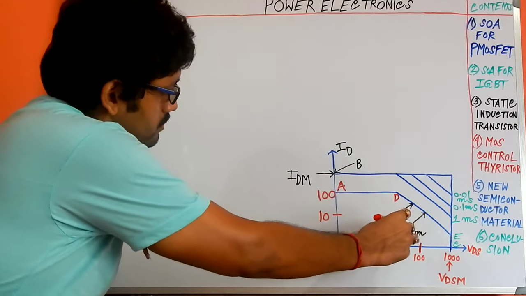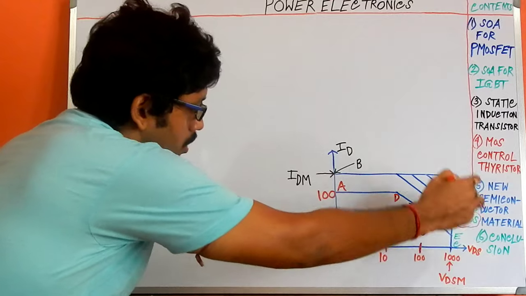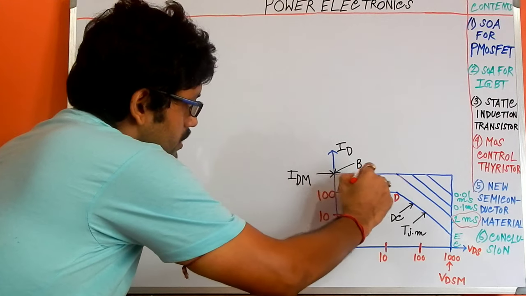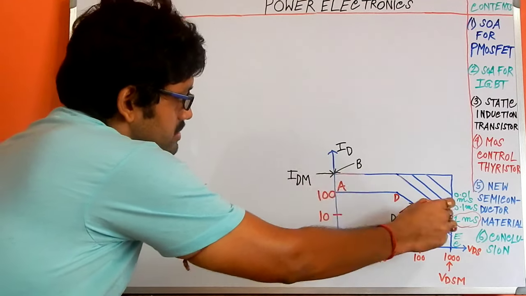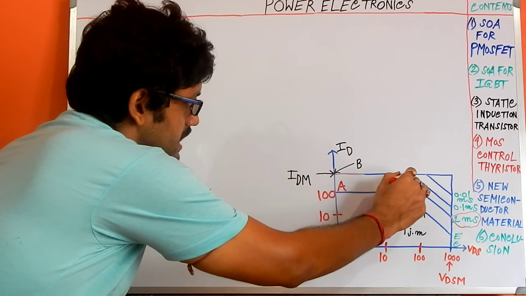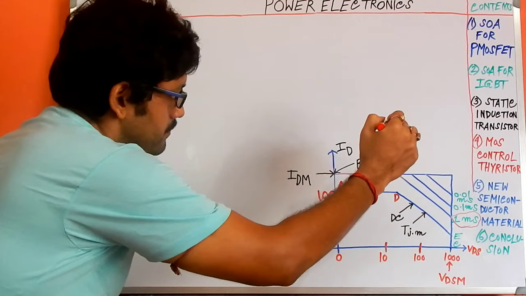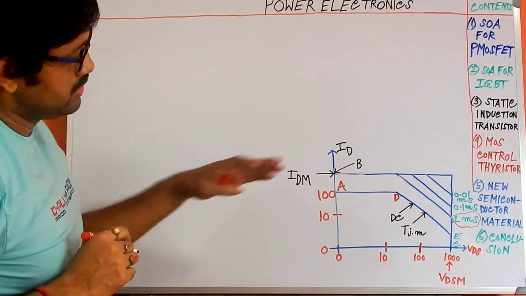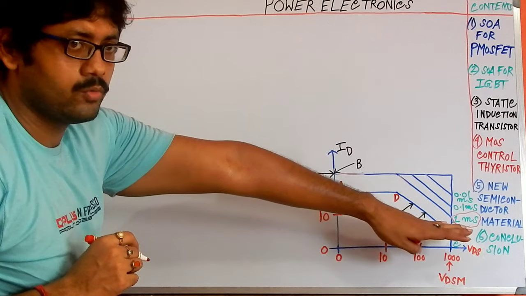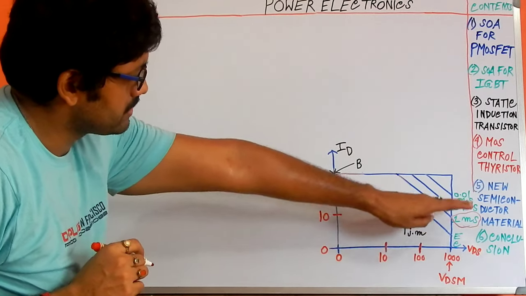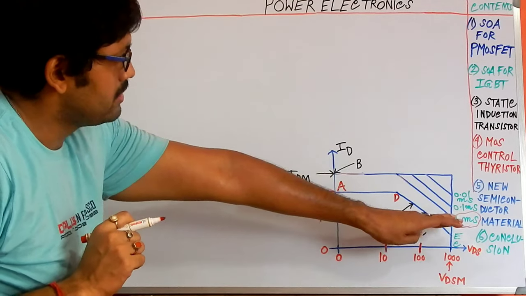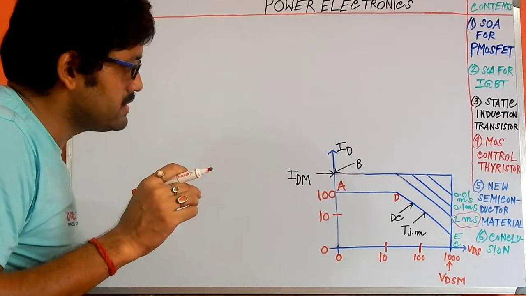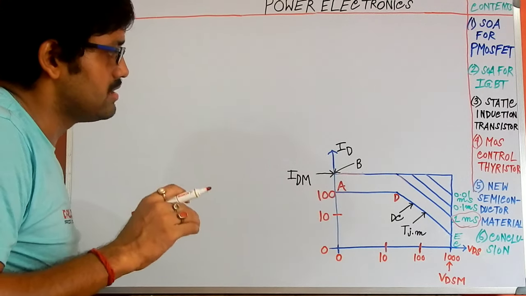For the 1 millisecond time period of turn on of the power MOSFET device, the safe operating area is this one, within this area. And for 0.1 millisecond, the safe operating area is this one, up to this. And 0.01 and so on. You can see that if we decrease the turn on time or duration of the pulse of the power MOSFET device, the safe operating area is increasing, and we can experiment with the voltage and current range by that.